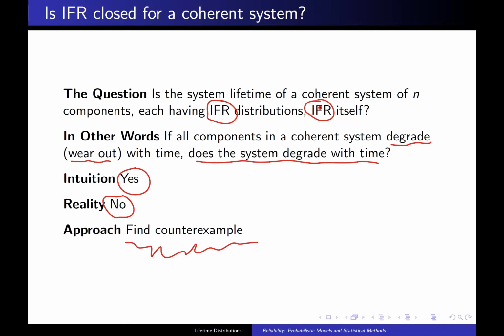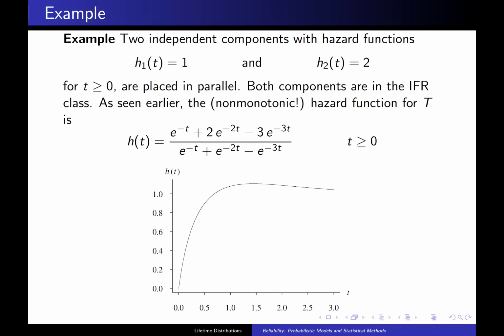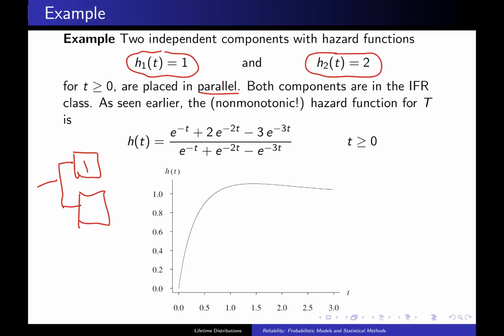And it turns out we've already encountered this counterexample, and it is this system right here. We've got two independent components. This first component is the weaker of the components, and the second is the stronger of the components, and they are placed in parallel. So this is a two-component parallel system, and we don't need to go through the math because we've already done it before.